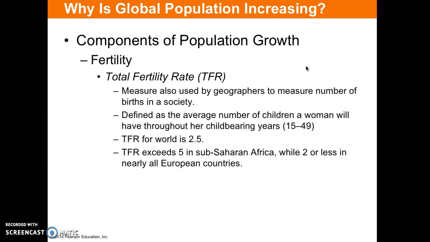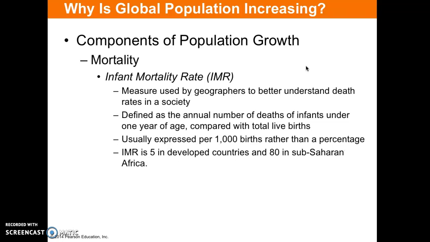The total fertility rate for the world is 2.5, but it's different in different regions. So if you look at sub-Saharan Africa, it's about 5 or more, and it's 2 or less in almost all European countries. We also have to look at some mortality rates. So one of the mortality rates we look at is infant mortality rate. This lets geographers understand death rates in a society.